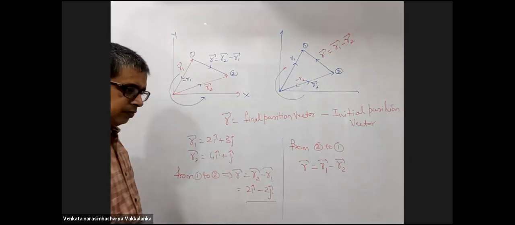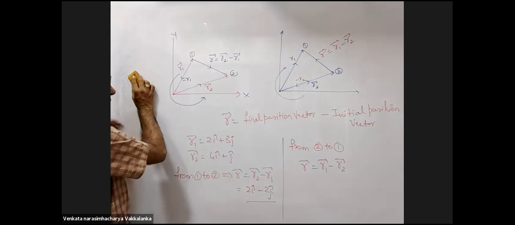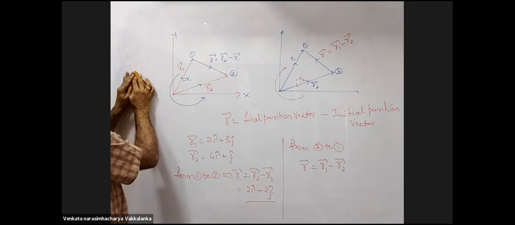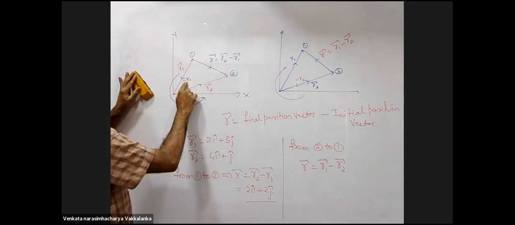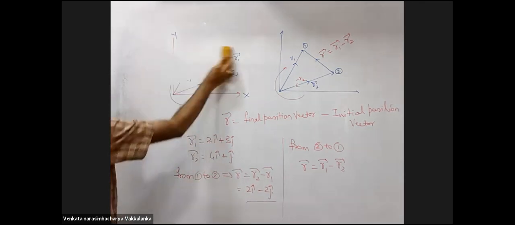Done, sir. Sir, in the first case, shouldn't it be R2 minus of minus R1? No. Why? You are adding R2 and minus R1. Minus R1 is this. You are adding them both.